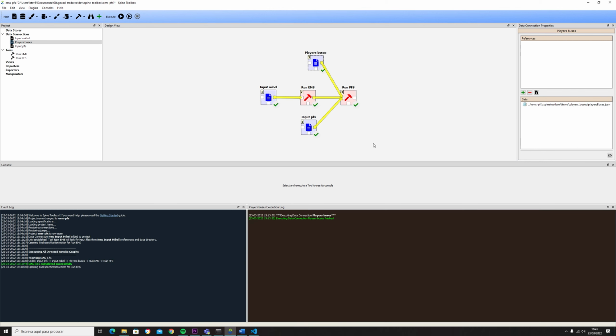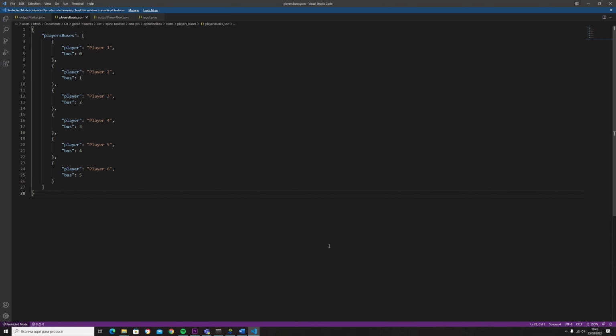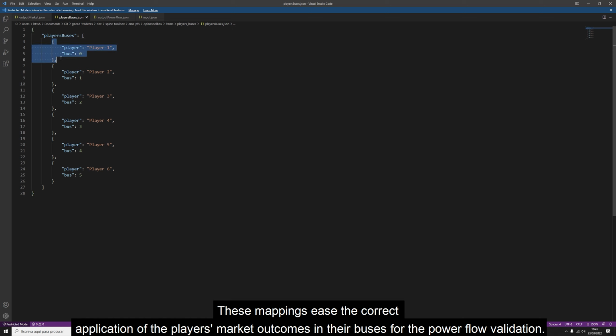https://pf.gcad.isap.ipp.pt. The player's buses input maps the players participating in the MIBEL day-ahead session with the respective buses defined in the power network. These mappings ease the correct application of the players' market outcomes in their buses for power flow validation.